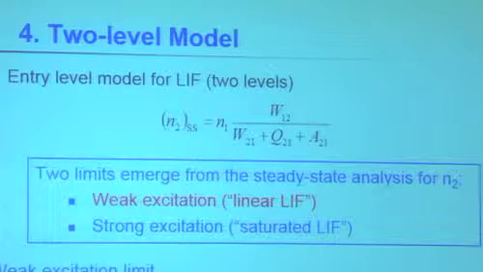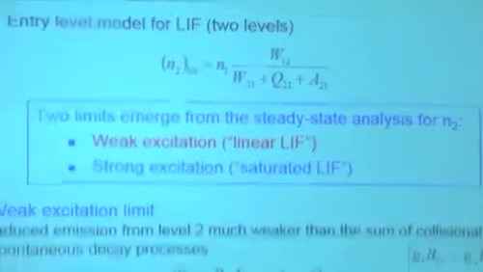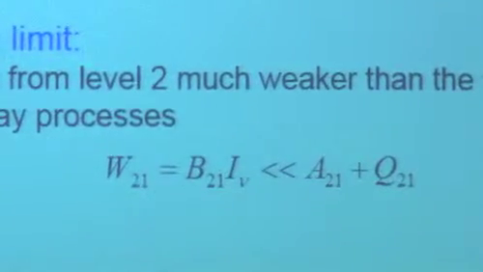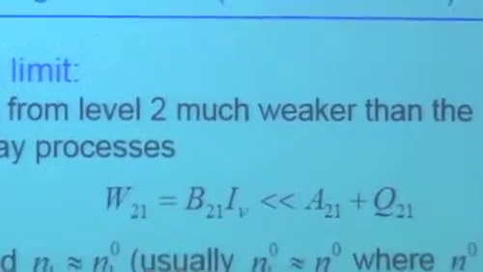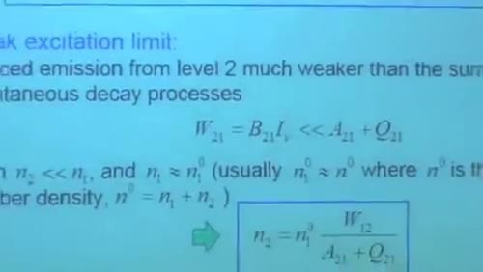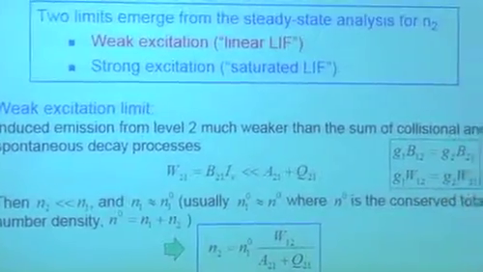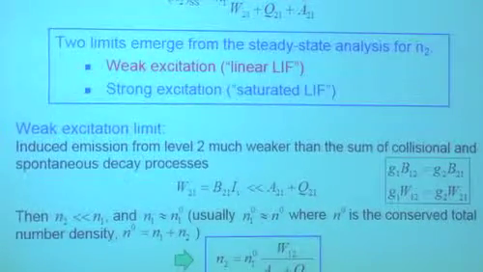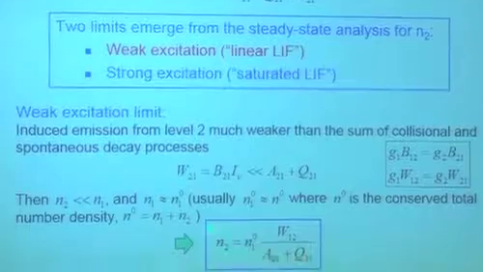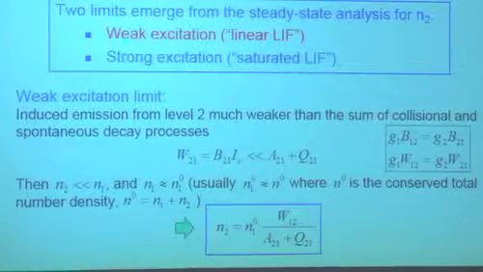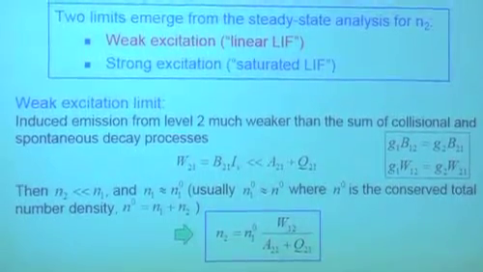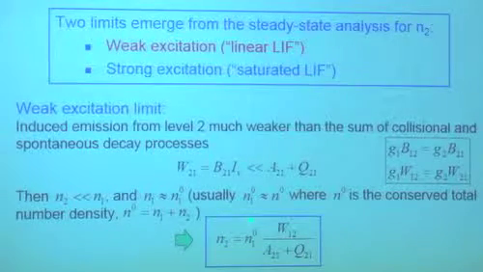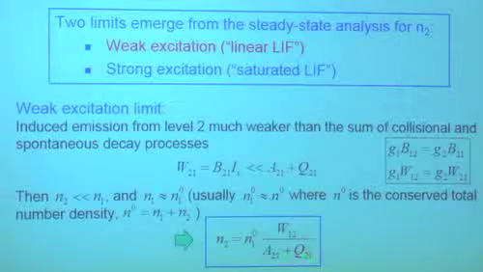So W21 is frequently smaller than A21 over Q21. And in that limit, we call it the weak excitation limit. Now that's telling you that N2 is much smaller than N1, which is kind of intuitive. It's the upper state, so N2 is going to be smaller than N1. So in the limit that is really weak, I'm not going to depopulate N1 very much. So the approximate answer is N2 is the starting value of N1 times this very simple ratio.